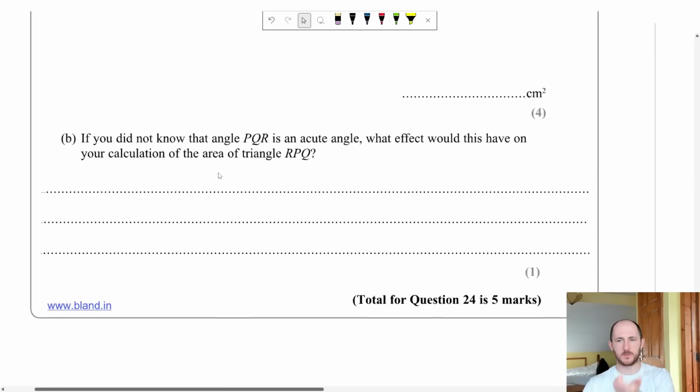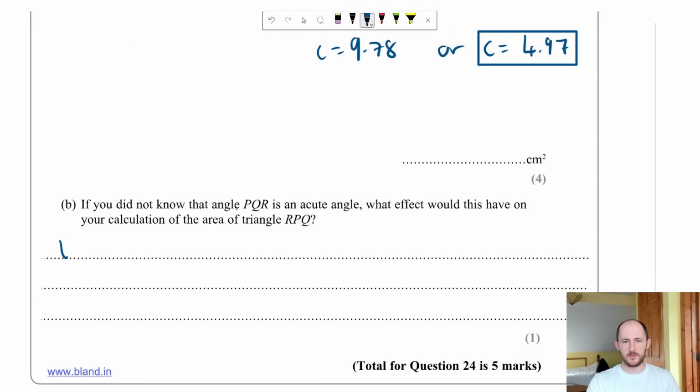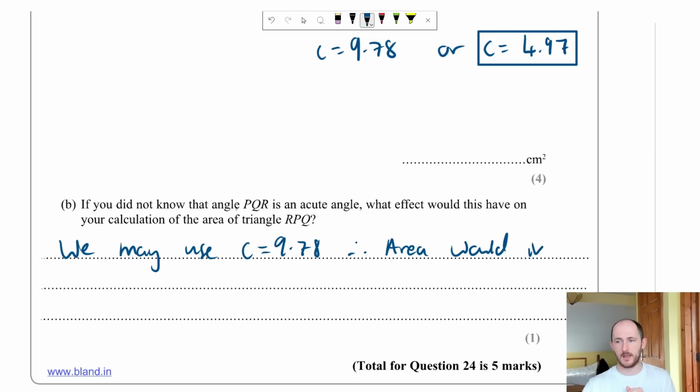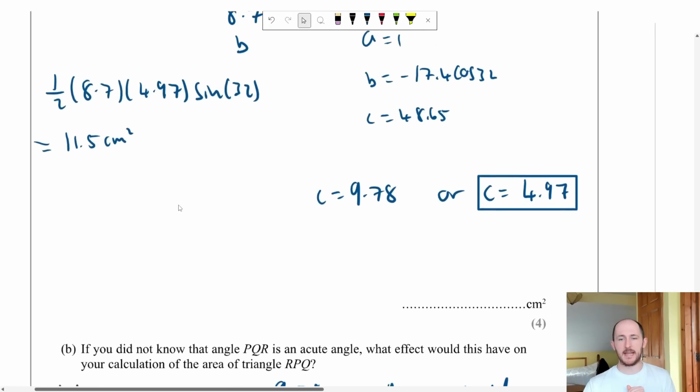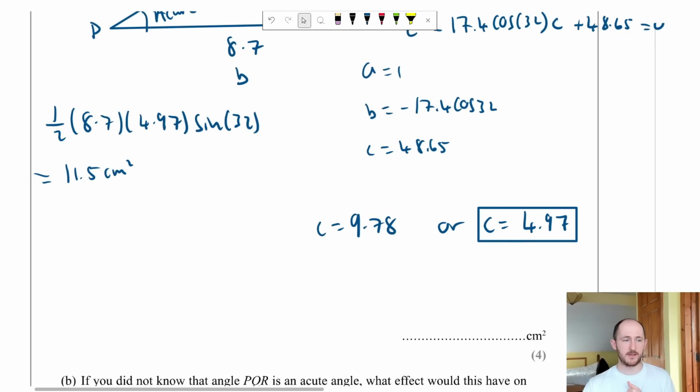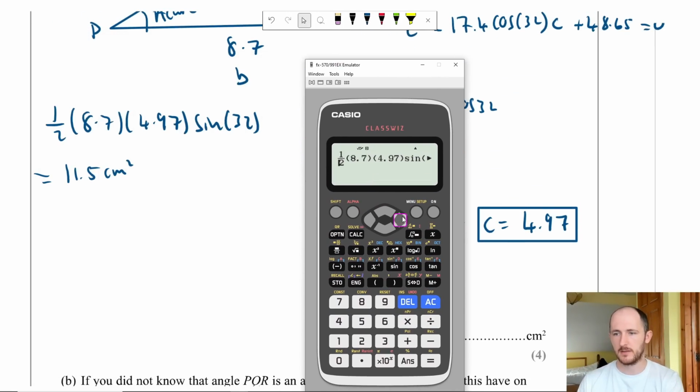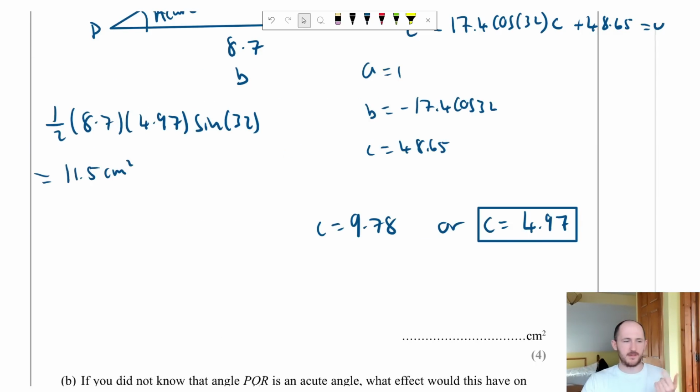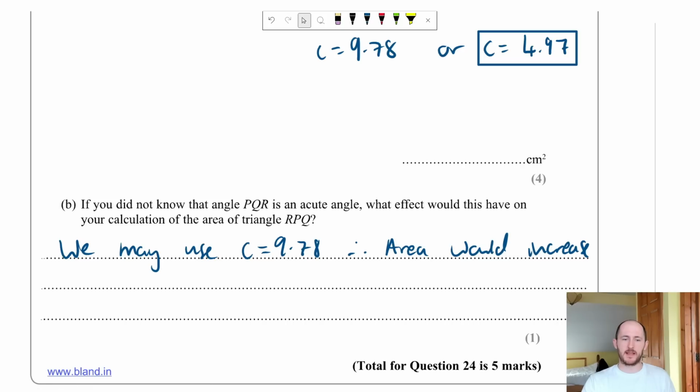So for part B, what effect would it have? Well, we may use C equals 9.78. Why? Because we don't know which one it would be if we didn't know it was acute. Therefore, the area would increase. And why does it increase? Simple. It increases because we would be timesing by 9.78. In fact, I'll show you, right? We're increasing the number that we're timesing by. So, of course, the overall area should get bigger. Of course it would, right? Because the number's bigger, so of course the area is bigger. That would be the effect. It looks almost double too. But the area would increase. That's what they're looking for.